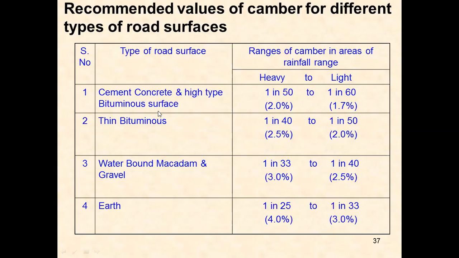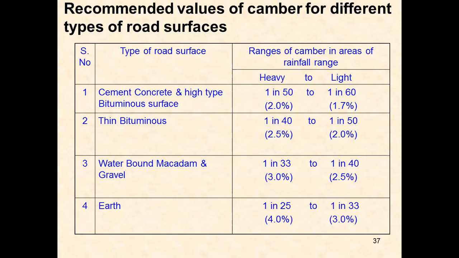So cement concrete and high type bituminous surface: 1 in 50 to 1 in 60, that is 1.7 to 2%. Thin bituminous surface: 1 in 40 to 1 in 50. Waterbound macadam and gravel road: 1 in 33 to 1 in 40. Earth roads: 1 in 25 to 1 in 33. These are the recommended values of camber for different types of road surfaces by the Indian Roads Congress. For concrete and bituminous surfaces we provide less cross slope or camber, and for earth roads and gravel roads we provide more camber, because they are pervious layers.